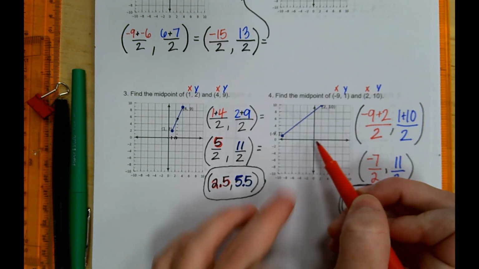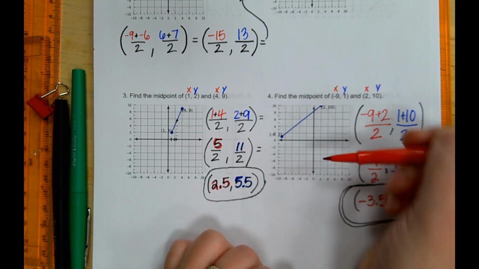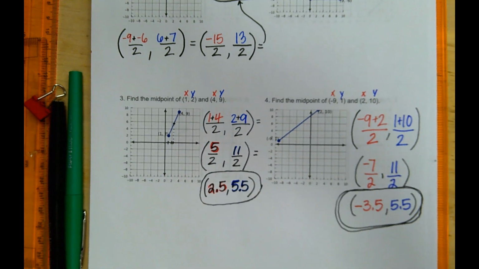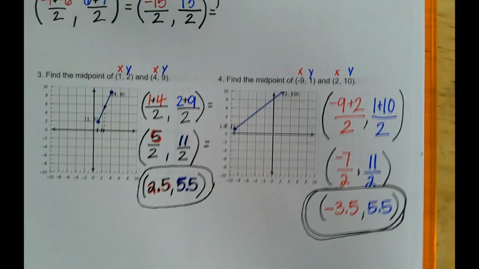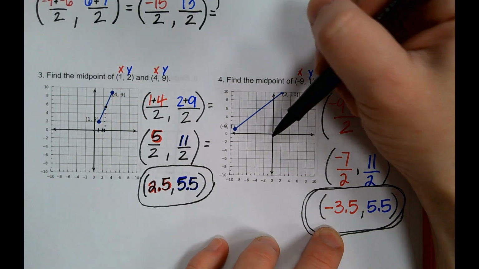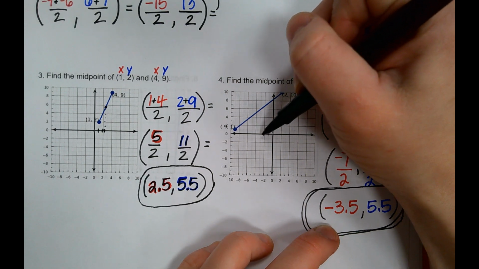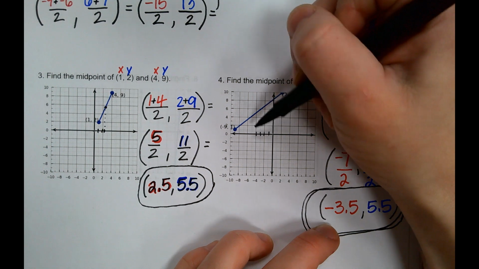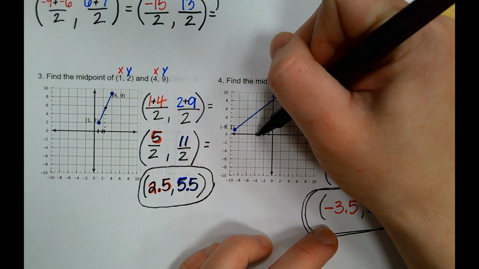So to the right is our positive numbers. To the left is our negative numbers. Which way should we go? Left. Perfect. So I'm going to go over to the left, -3.5. That's 1, 2, 3, 4. Oh, I went too far. 1, 2, 3 and a half.